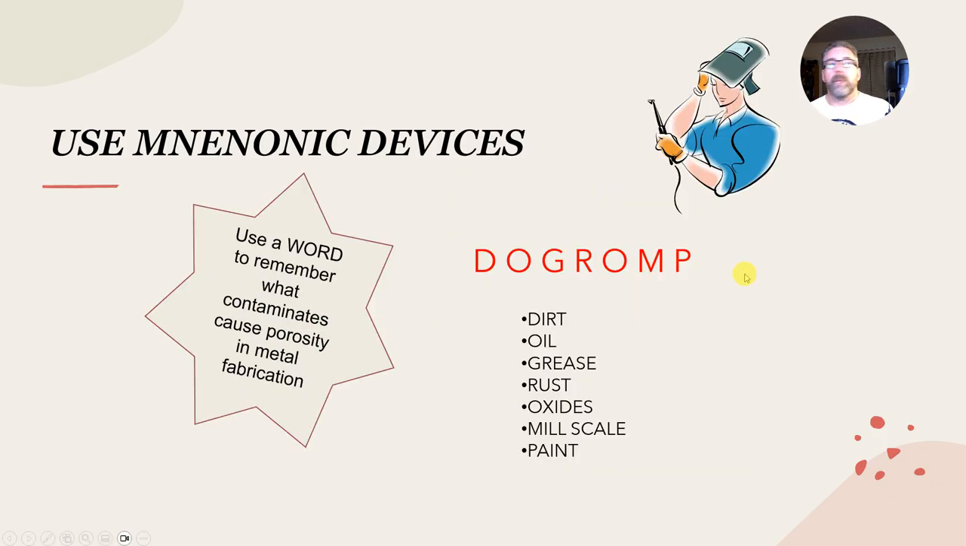Okay, and I don't know, dog romp. This one here was new to me, but if you were to look at trying to memorize dirt, oil, grease, rust, oxides, mill scale, and paint for, I guess, welder or auto body or something like that, we could just put that together into one term like this, dog romp, and then every letter here starts with a letter on here.